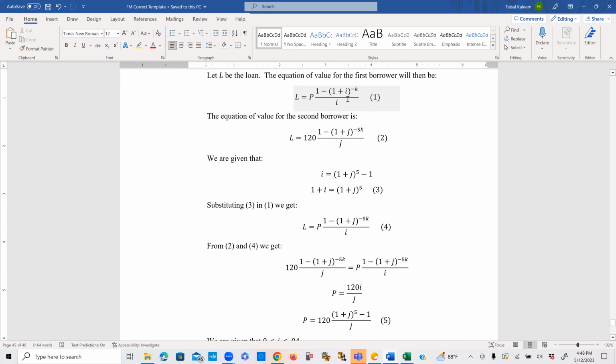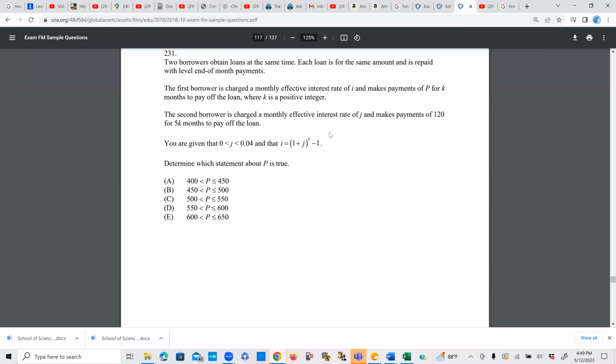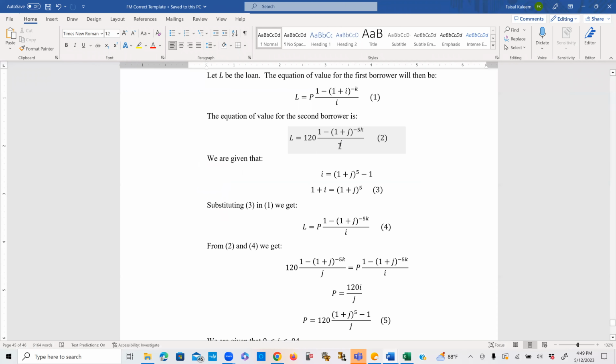Now for the second borrower, we are told that the monthly payment is 120, so we'll have 120 here instead of P. The interest rate for the second borrower is J, and the number of payments is 5K because the second borrower pays payments of 120 for 5K months. So the time is 5K months, each payment is 120, and the interest rate is J. That's why we have 120 here, J here and here, and 5K over here in the basic annuity immediate equation.